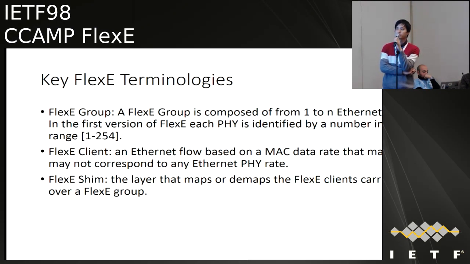The second term is the FlexE client, and this is an Ethernet flow based on MAC data rate. The last one is the FlexE shim, and this is the place where the mapping and demapping of the FlexE clients happen. So it provides a bridge between the FlexE client and the FlexE group.